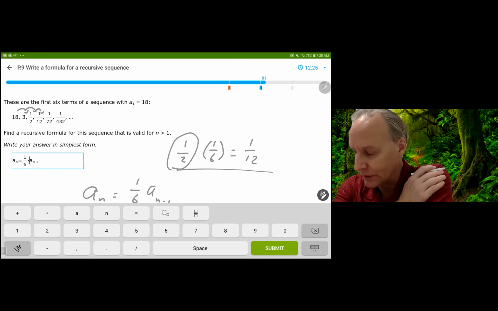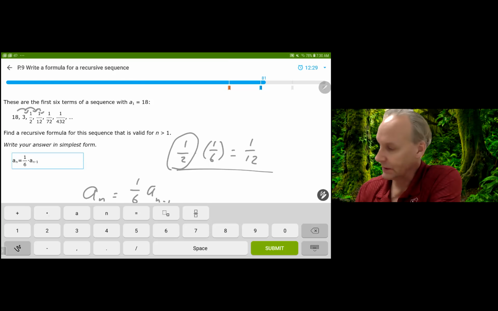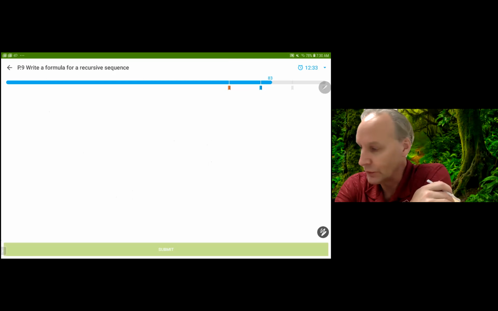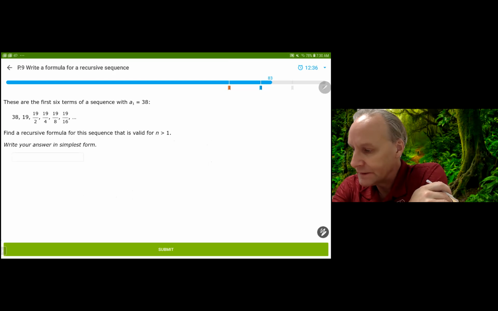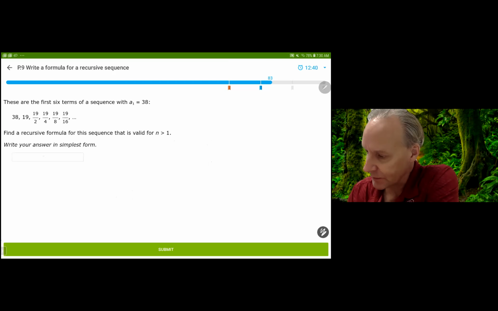There it is. 1/6 times a sub n minus 1. No negatives alternating or anything weird like that. All right, this time it looks like we're multiplying by 1/2, and I'm just going to go ahead and see if I can type it in.